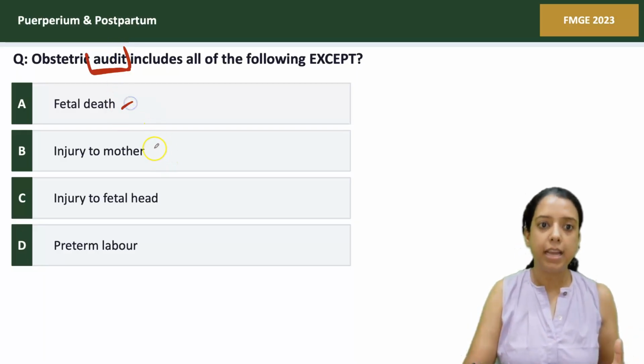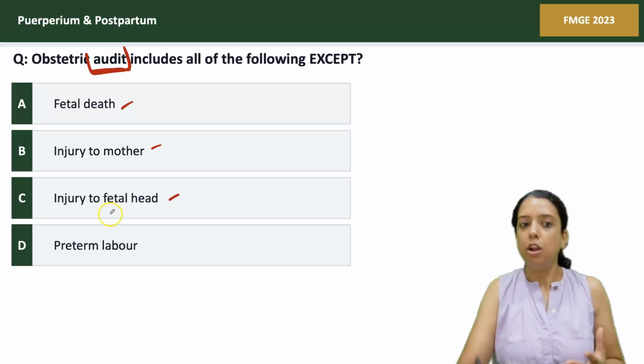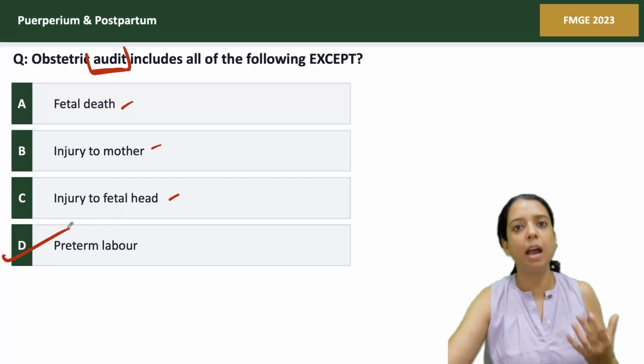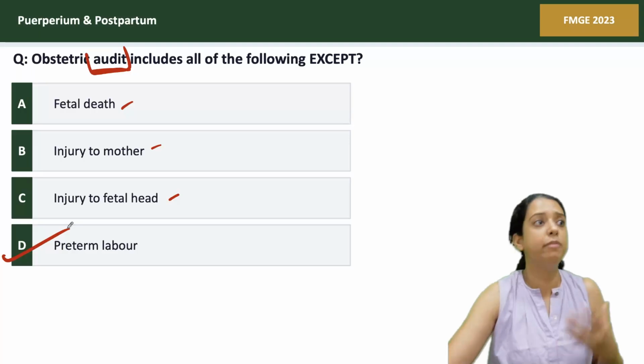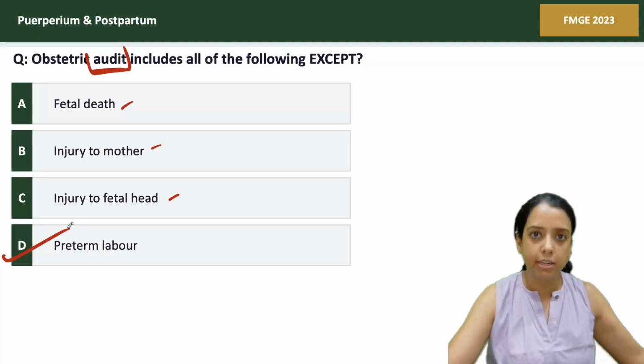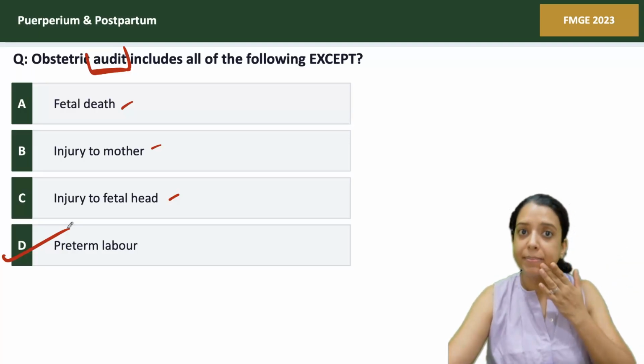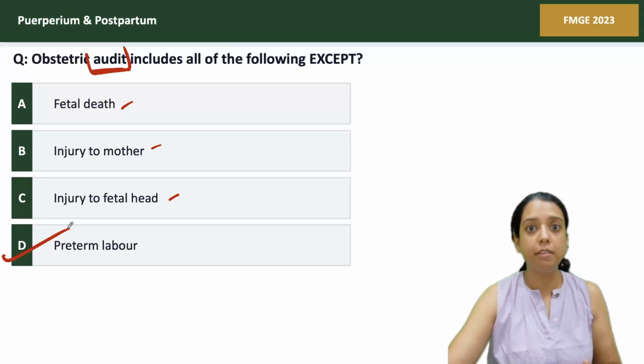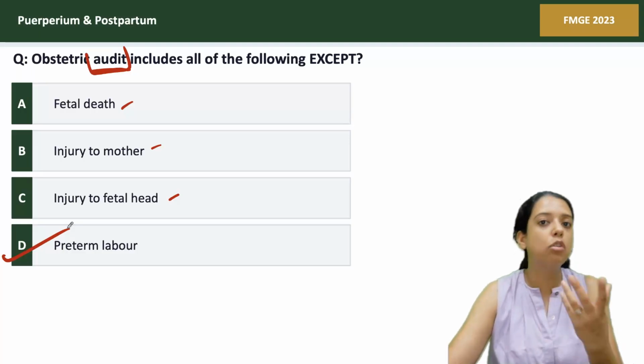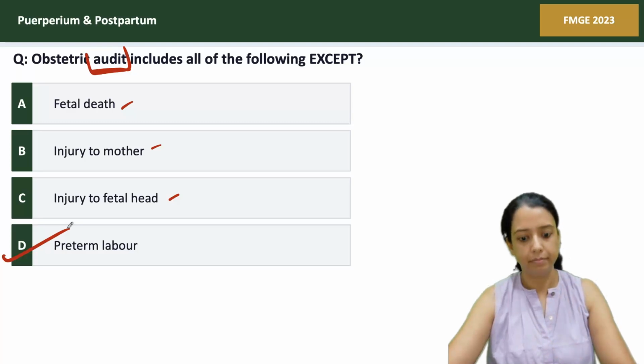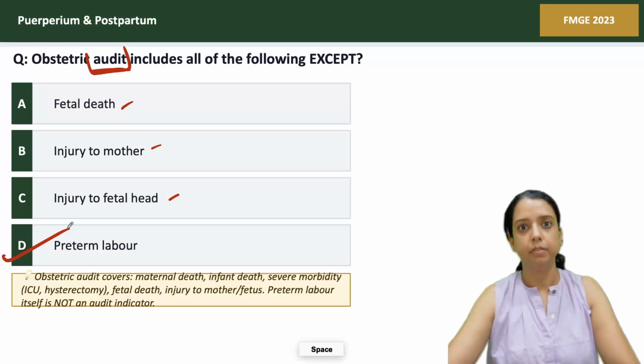Like fetal death, injury to fetal health. Not preterm labor. Preterm labor doesn't happen because of the staff. It happens because of genetics, because of various conditions. So for preterm birth, there is no audit. An audit is always done when you see that some iatrogenic thing was involved, something that could have been prevented.